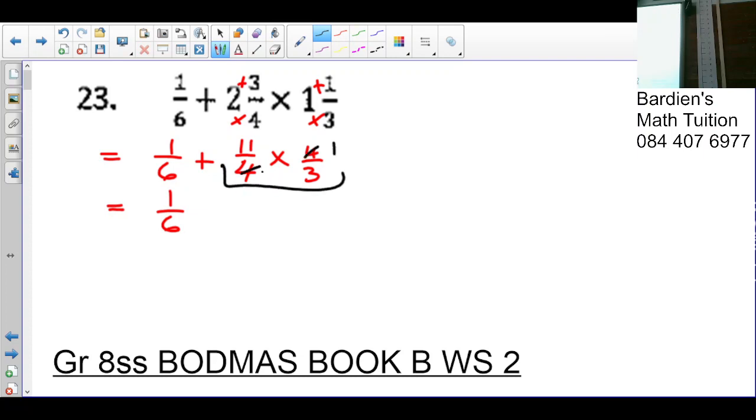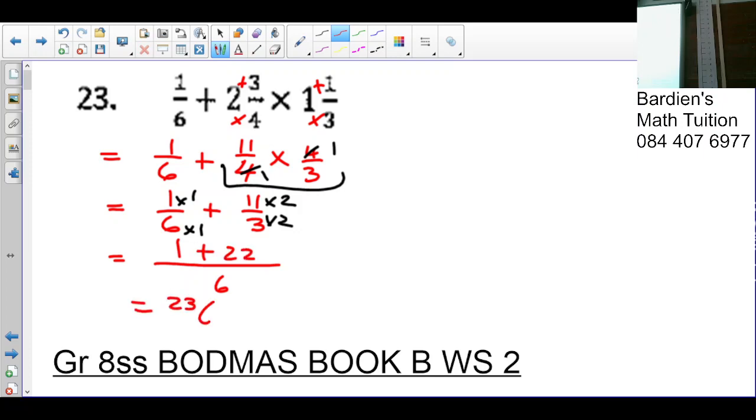4 going to 4 once, 4 going to 4. Anything else cancel? 11 times 1 is 11 over. What's your LCM here? 6. You times this by? Times by 2. Okay. 1 times 1 is 1 plus 22, which is 23 over 6. Okay. Any confusion here? No.